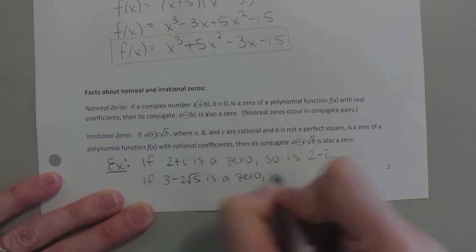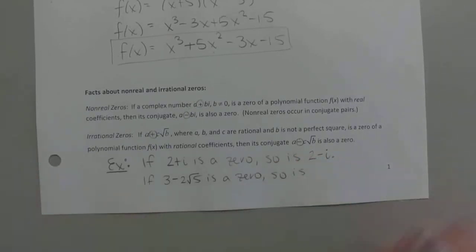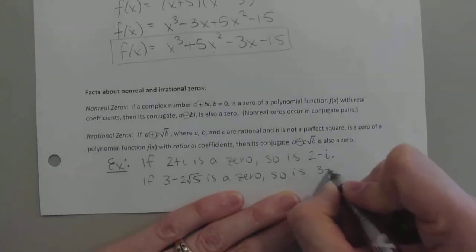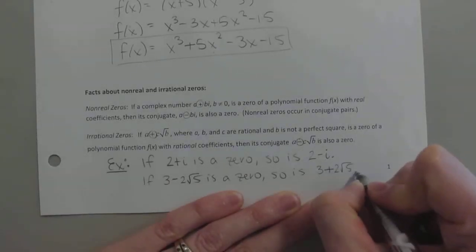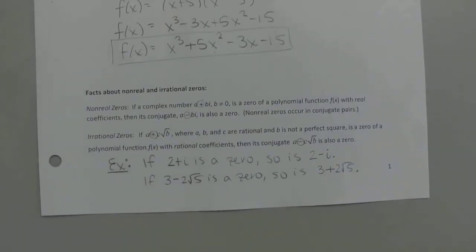Now, if 3 minus 2 root 5 is a zero, so is 3 plus 2 root 5. You got it. And again, it's the whole idea of where i is coming from is because we took a square root of a negative, and where the root's coming from is because we took a square root of a non-square number, right? So is 3 plus 2 root 5, okay?